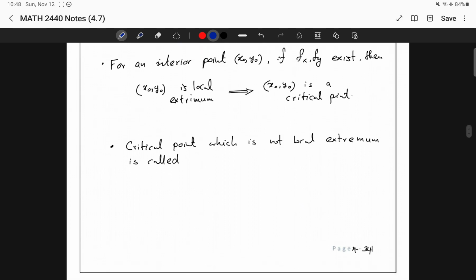Now, there are other types of critical points. So, what this says is all the local extrema are critical points, but it's not the other way around. There are critical points which are not local extrema. There are critical points which are neither maximum nor minimum. So they are called saddle points. A critical point which is not a local extremum is called a saddle point.